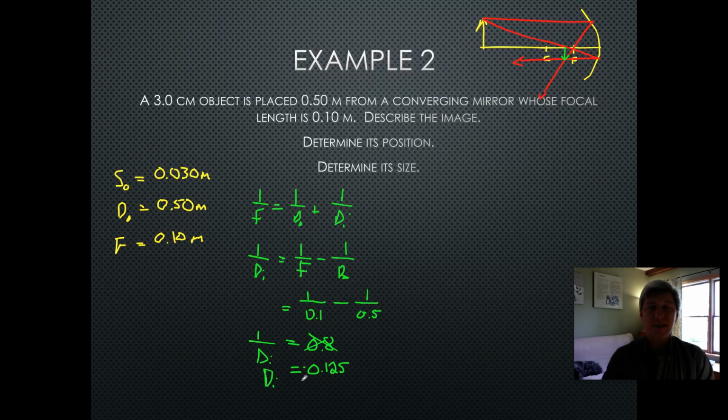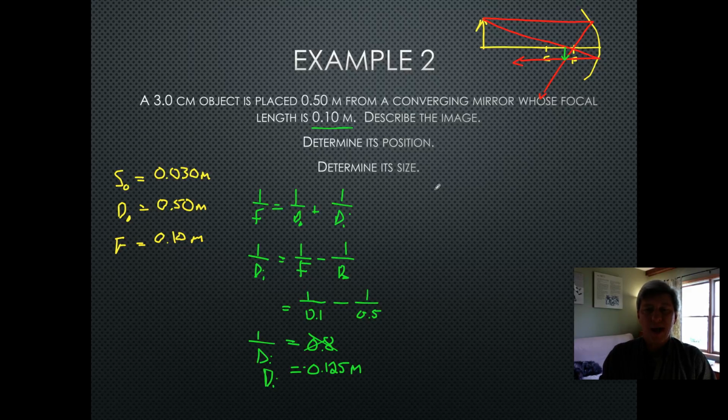Now, does that make sense? Sure, because the focal length is 0.1 meters. All right, and so we expect the image to be located a little bit further out than the focal point, right, based on our diagram. And so 0.125 meters makes perfect sense.